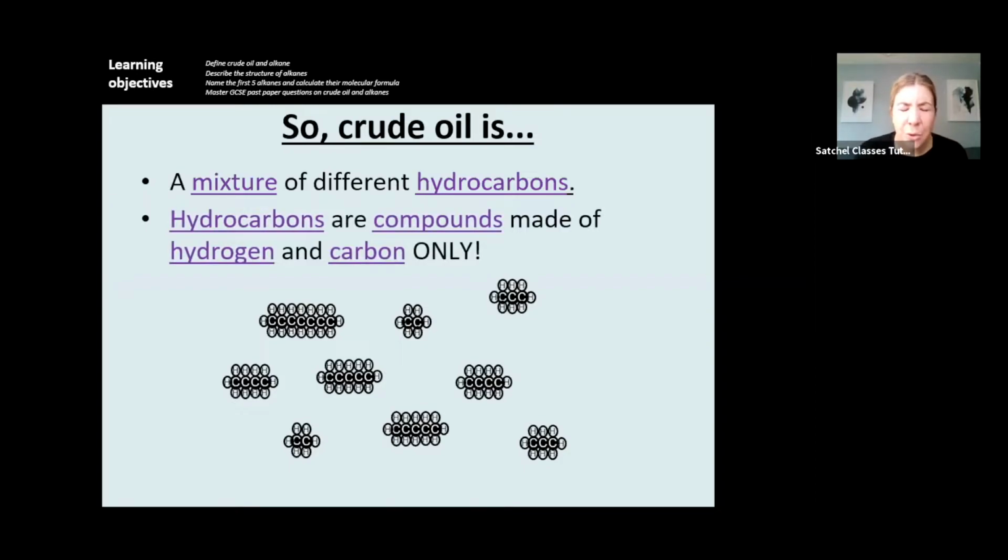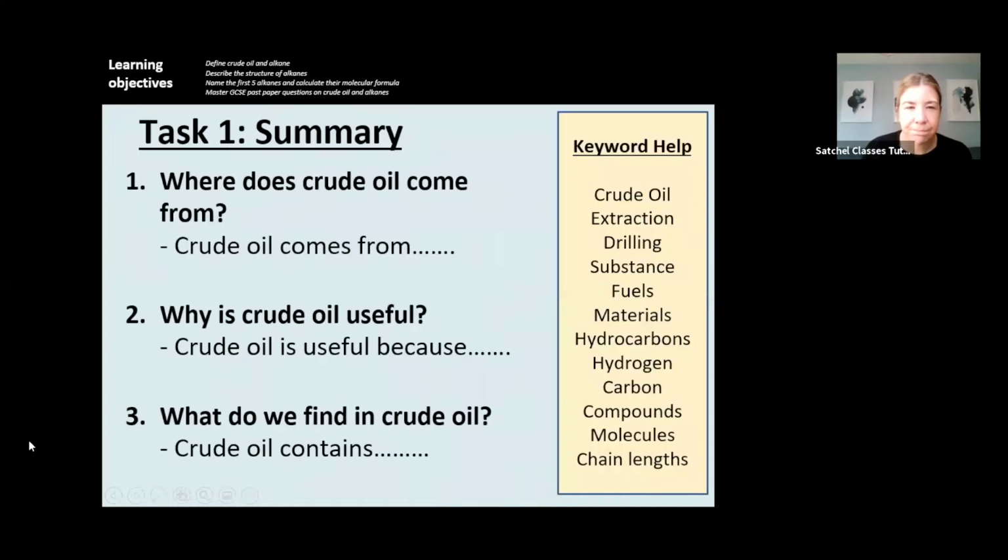Now that might seem quite obvious from the word hydrocarbon, but you'd be surprised. If, for example, one of these atoms, if you look at my mouse, was actually chlorine or bromine, or any different element, it would not be a hydrocarbon. So it's really important that you understand that hydrocarbons just have hydrogen and carbon, okay?